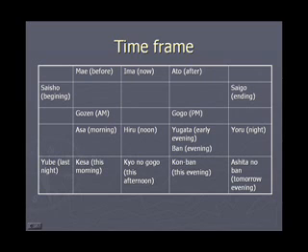Gozen is for morning or AM and Gogo is for PM. Asa is for morning, Hiru is for noon, Yugata is for early evening, Ban is for evening, Yoru is for night. Yube is for last night, Kesa is for this morning, Kyo no Gogo is this afternoon, Konban is this evening, Ashta no Ban will be tomorrow evening.